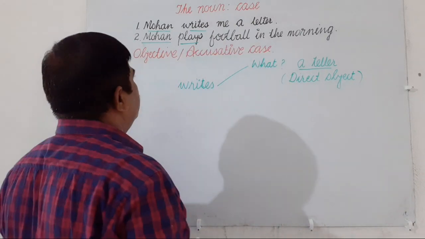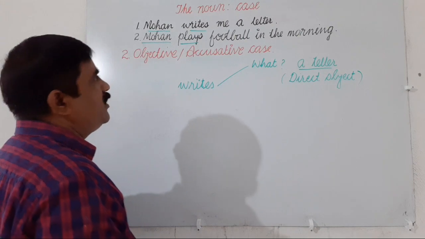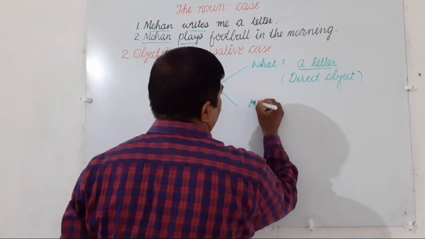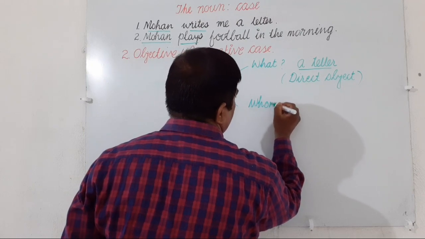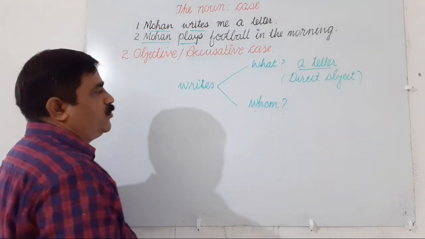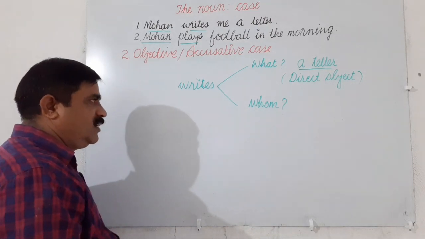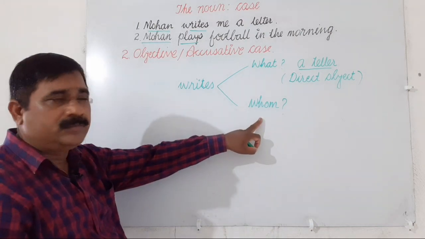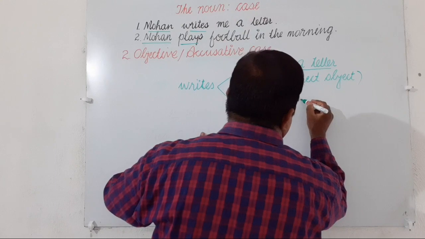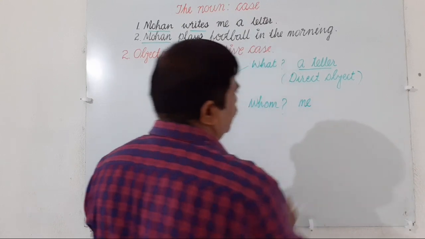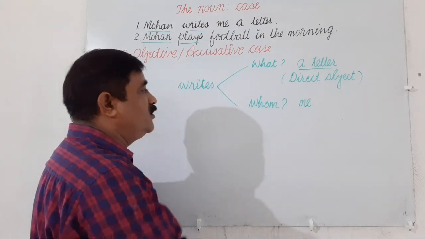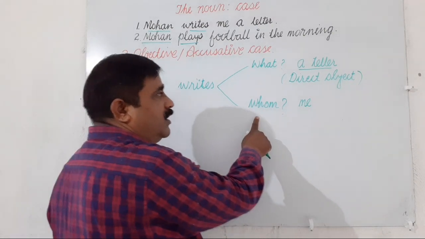Again, read out this sentence again. Mohan writes me a letter. Mohan writes whom? Let me have an answer to the question who. Mohan writes a letter. Whom? Yes, whom? Me. Absolutely right. Me is an answer in response to the question whom.